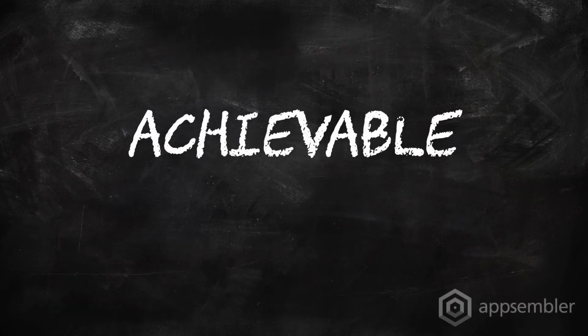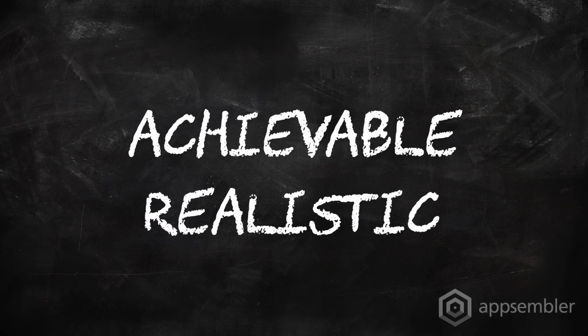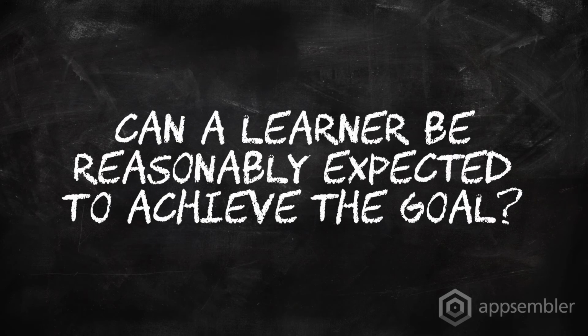A is for achievable and R is for realistic. For our course design purposes, these are pretty much identical as they both ask the question, can a learner be reasonably expected to achieve the goal? To put it another way, this means checking what you're expecting them to learn is actually feasible given the time they have available to study the course and their existing skills and knowledge.